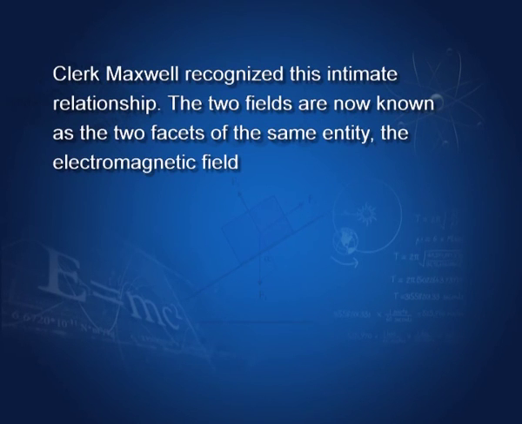Clerk Maxwell recognized this intimate relationship. The two fields are now known as the two facets of the same entity, called the electromagnetic field. Now, electromagnetic field can be magnetic field or can be electrostatic field.